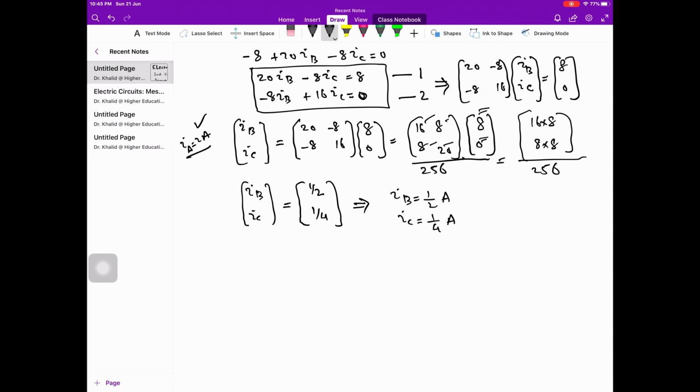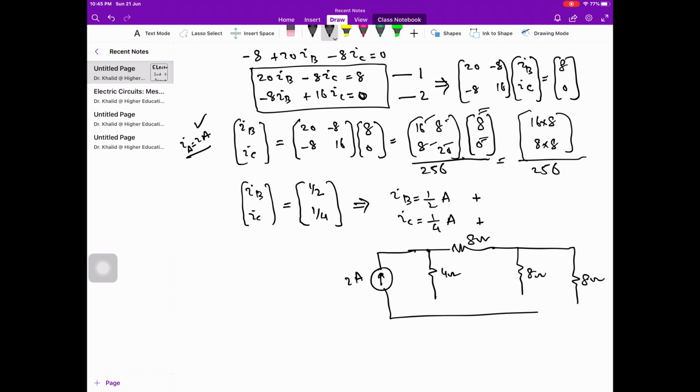As the sign of the currents we have calculated, the sign is positive. If we look at the circuit diagram again, this is 8 ohm, and again I will not hesitate in redrawing the circuit again and again. This is 8 ohm and this is 8 ohm, and the current, which was 2 ampere over here, the current flowing in this mesh is IA, which is 2 ampere. The current flowing in this mesh is IB, which is 1 by 2 ampere.